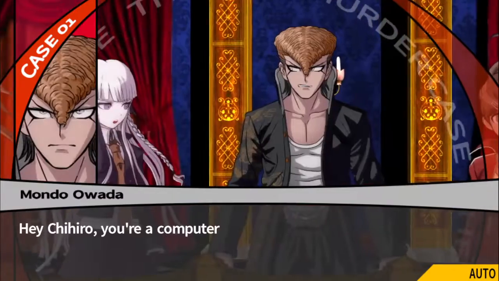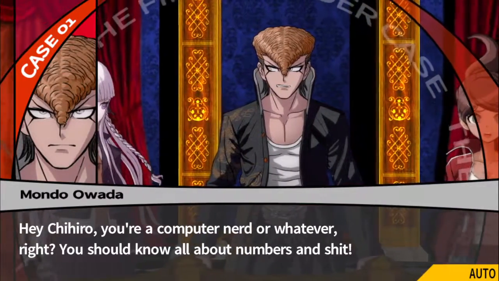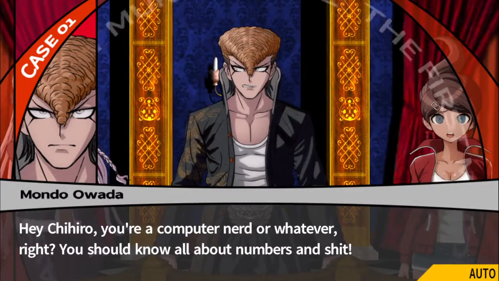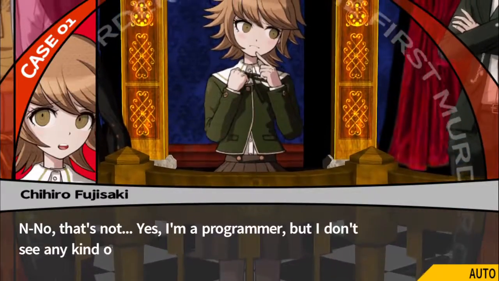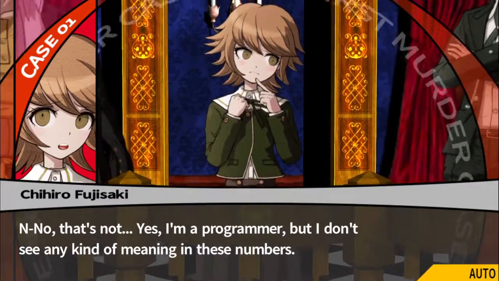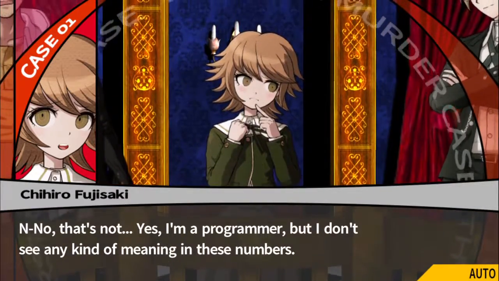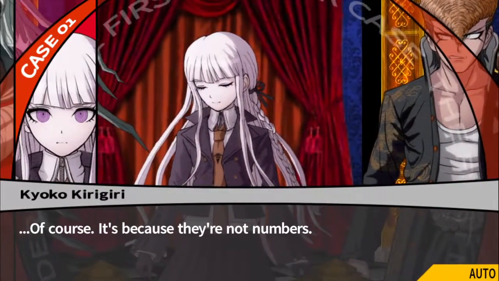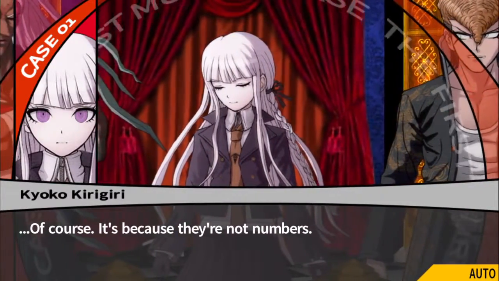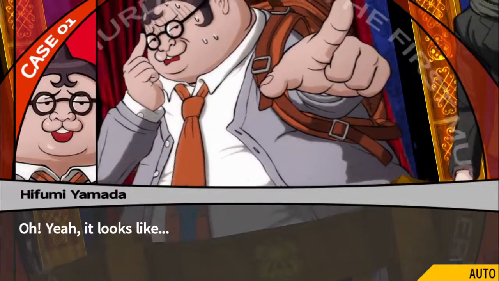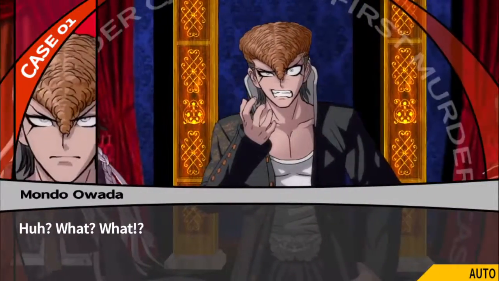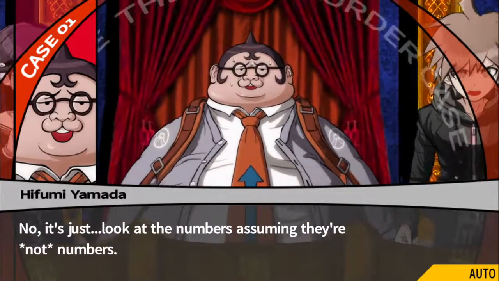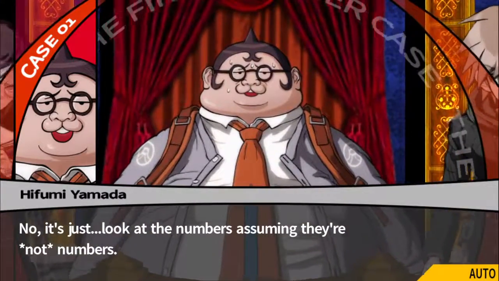11037? Hey, Chihiro. You're a computer nerd or whatever, right? You should know all about numbers and shit. No, that's not... Yes, I'm a programmer, but I don't see any kind of meaning in these numbers. Of course. It's because they're not numbers. Oh, yeah, it looks like... Huh? What? No, it's just... look at the numbers, assuming they're not numbers.